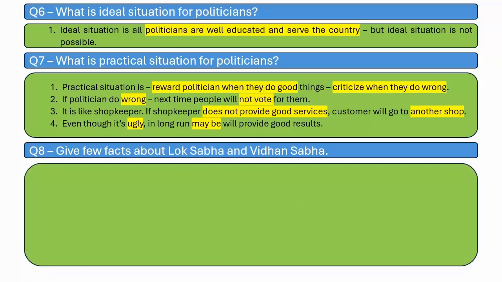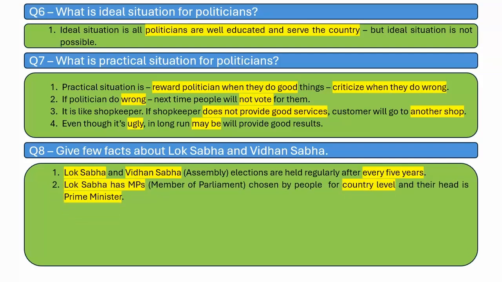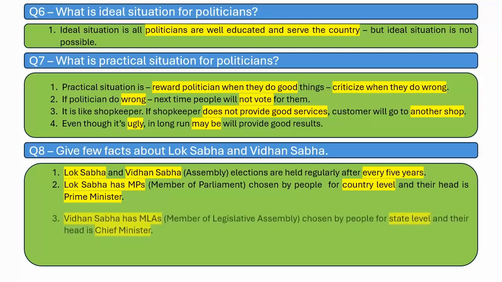Give a few facts about Lok Sabha and Vidhan Sabha. Lok Sabha and Vidhan Sabha, also called Assembly, elections are held regularly after every 5 years. Lok Sabha has MPs, members of parliament, chosen by the people at the country level, and their head is the Prime Minister. Okay, this is at the country level.